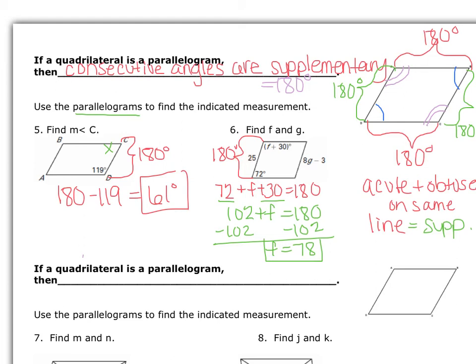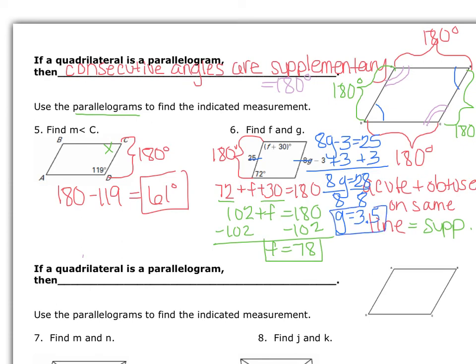Well, lo and behold, in a parallelogram, opposite sides are congruent. So there's our other equation. 8g minus 3 is equal to 25. So 8g is equal to 28. So let's see here. We're going to get a little bit of a decimal. That's okay. 28 divided by 8 is 3.5. Great.